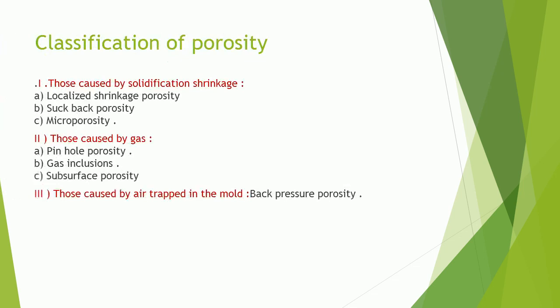These porosities have been classified for convenience, and it's very important that we are able to identify and recognize these porosities, the reasons or the cause of these porosities, and how to minimize or get rid of them. So there are basically three types of porosities. The ones that are caused by solidification shrinkage, which includes the localized shrinkage porosities, suckback porosity, and microporosities. Those caused by entrapped gases, which may be pinhole porosities, gas inclusions, or subsurface porosities, and those caused by air trapped into the mold, that is specifically called back pressure porosity.